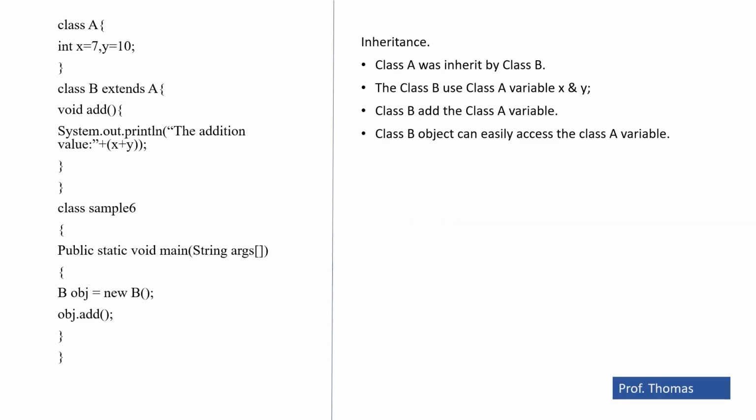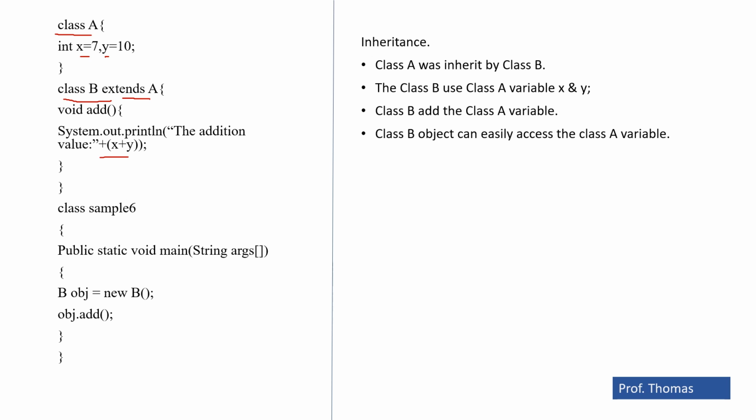Now we can see one more example. In this example, we have two classes A and B. The class A contains two variables x and y. The class B extends A. The class B contains a void add function. We just add x and y.